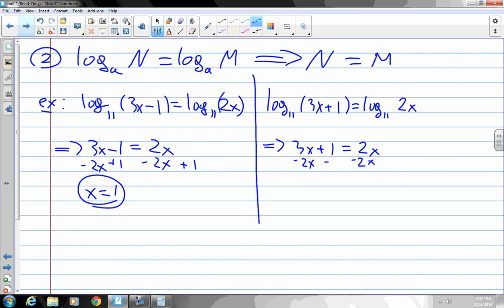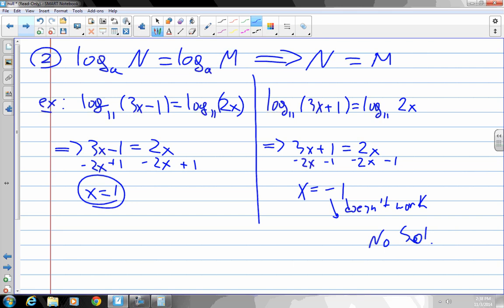Subtract 2x from both sides, subtract 1. You'll get what? x equals negative 1. Right? Can negative 1 work in this equation? No. Negative 1 is not in the domain. If I take negative 1 back into the original equation, I'll get logs of negative numbers, so that doesn't work, so no solutions here. The only possible answer that we found does not work, so no solutions. Is that okay?